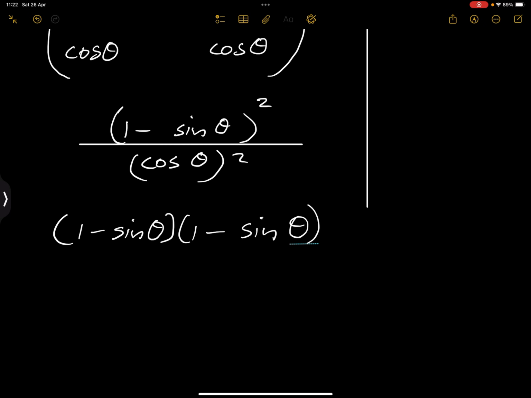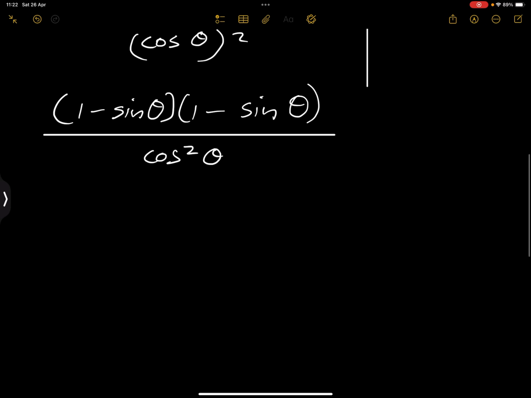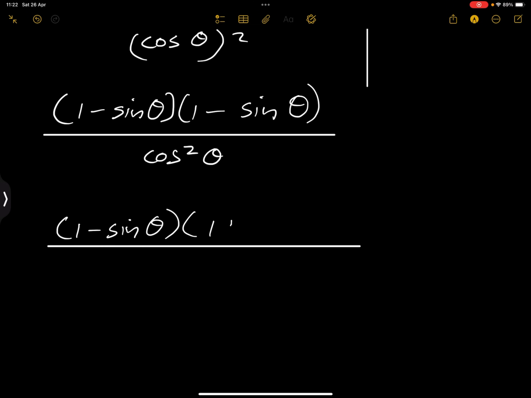But I'm going to leave it in that format. And this is divided by cos squared of theta. Now remember, I said to you, when we've got a square identity, that will give us 1 minus sine theta, 1 minus sine theta. Deliberately I'm writing it in that way.